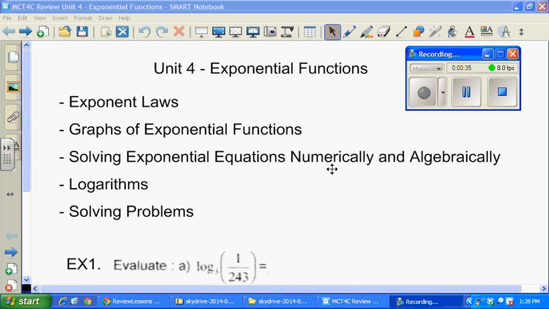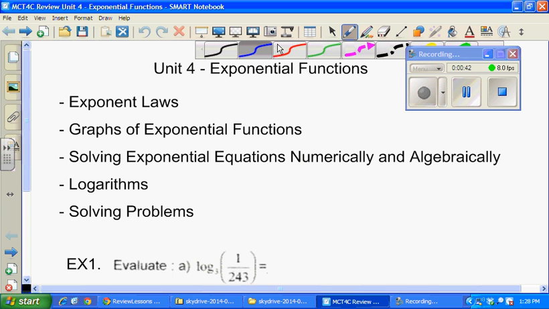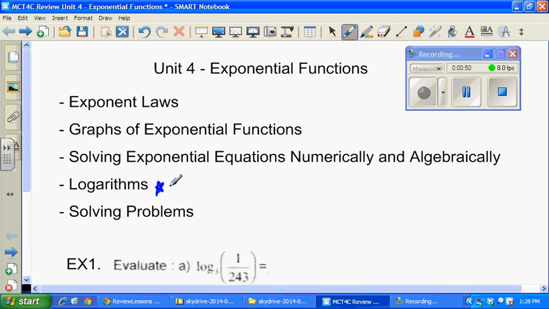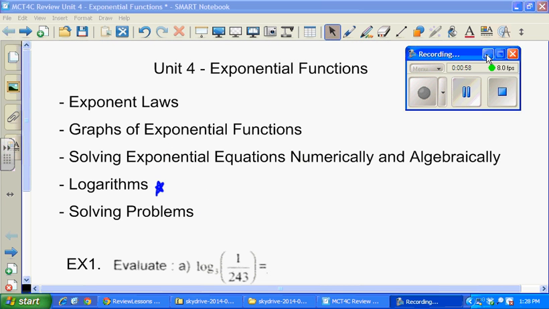Numerically would be just guess and check. Algebraically, we'll see an example of that here. The big new thing that's important for this course, and it almost makes this whole course important, is logarithms. Of course it's an important course, but logarithms is an important topic for where you're headed in college, and we'll practice that a little bit. And then solving exponential function problems.